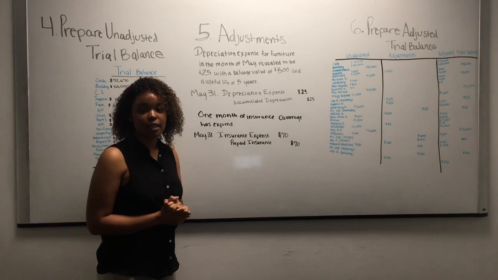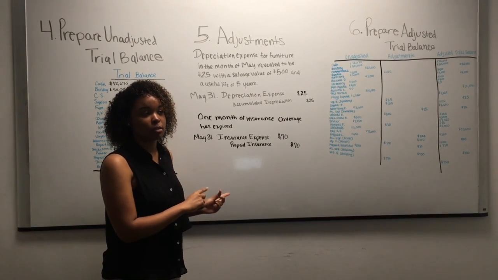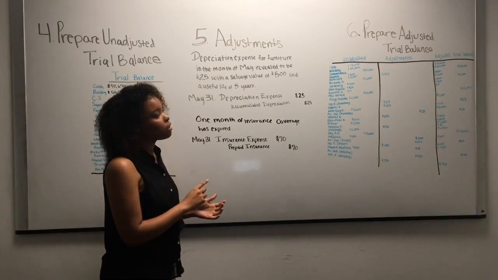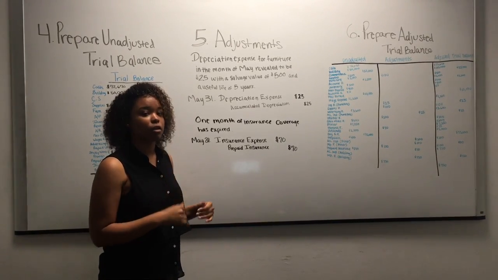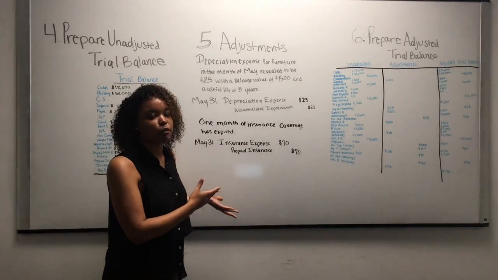The fifth step in the accounting cycle is the adjustment transactions. We use the adjustments to make sure that a balance sheet or income statement is not overstated or understated. Here's Pear Inc's example for adjustments.